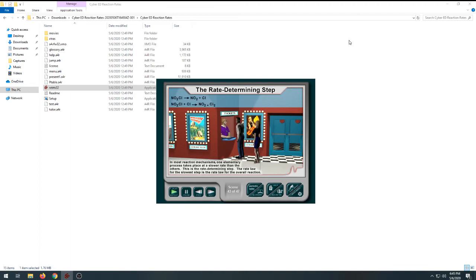In the first step of the reaction mechanism for the decomposition of nitrile chloride, a chlorine atom splits off of a nitrile chloride molecule. The first elementary process has been determined to be very slow compared to the second one, which involves the highly reactive chlorine atom. This means that the first step is rate determining. This means that the rate law for the overall reaction will be the same as the rate law for the first elementary process, which is k times the concentration of nitrile chloride. Notice that this is the same result that was found experimentally in an earlier scene.